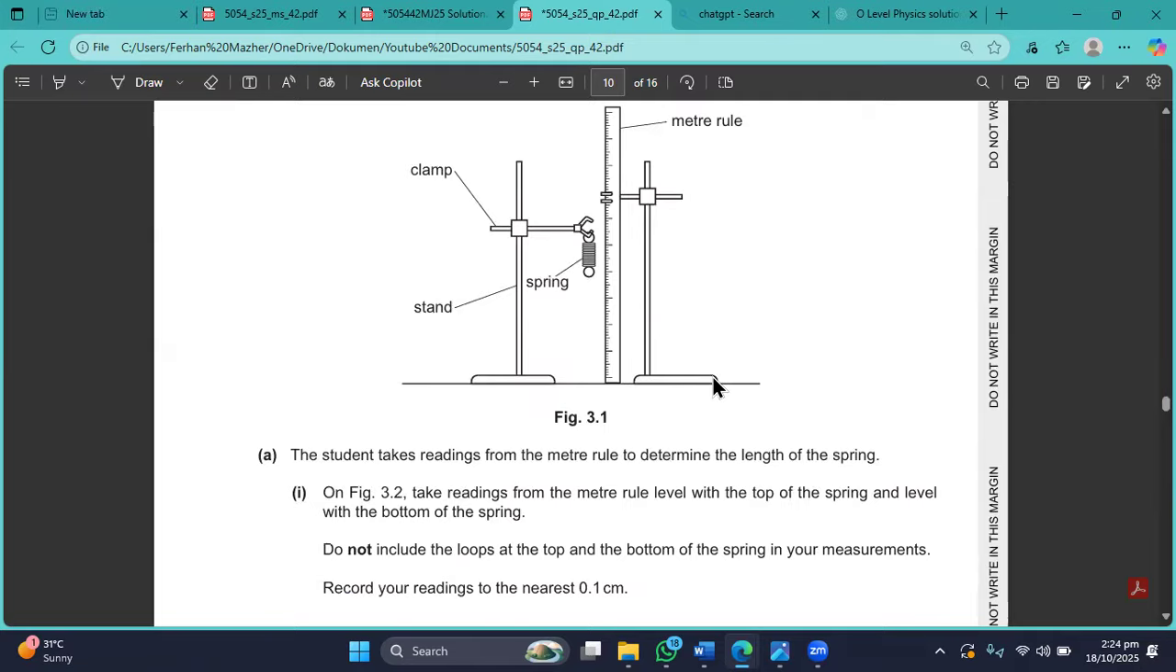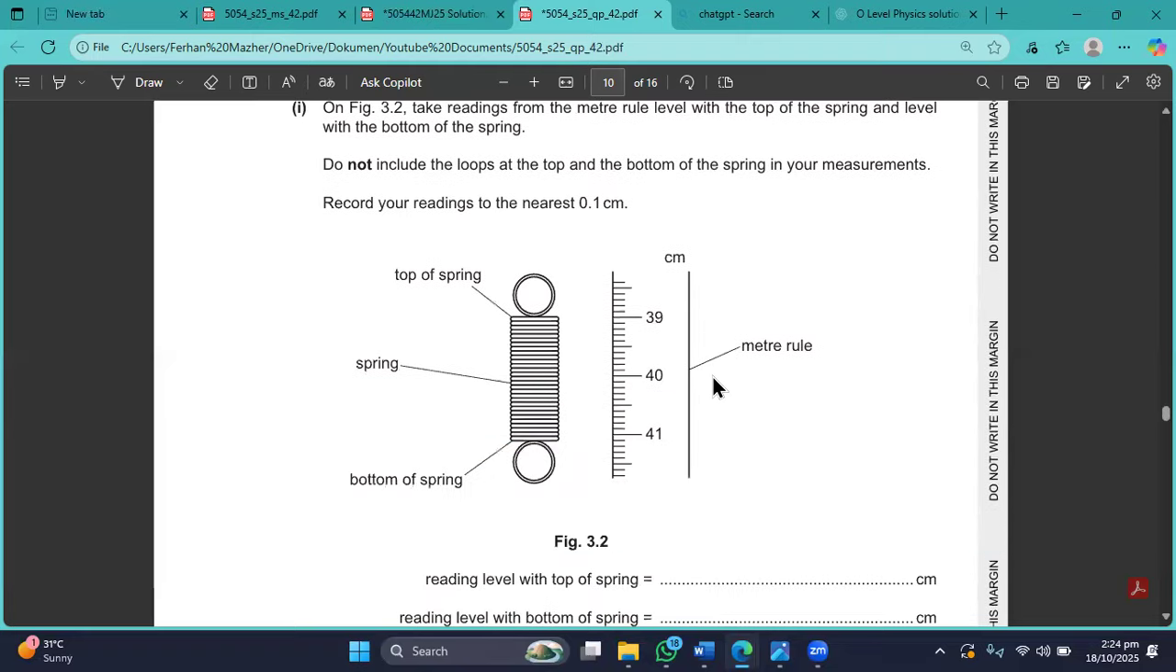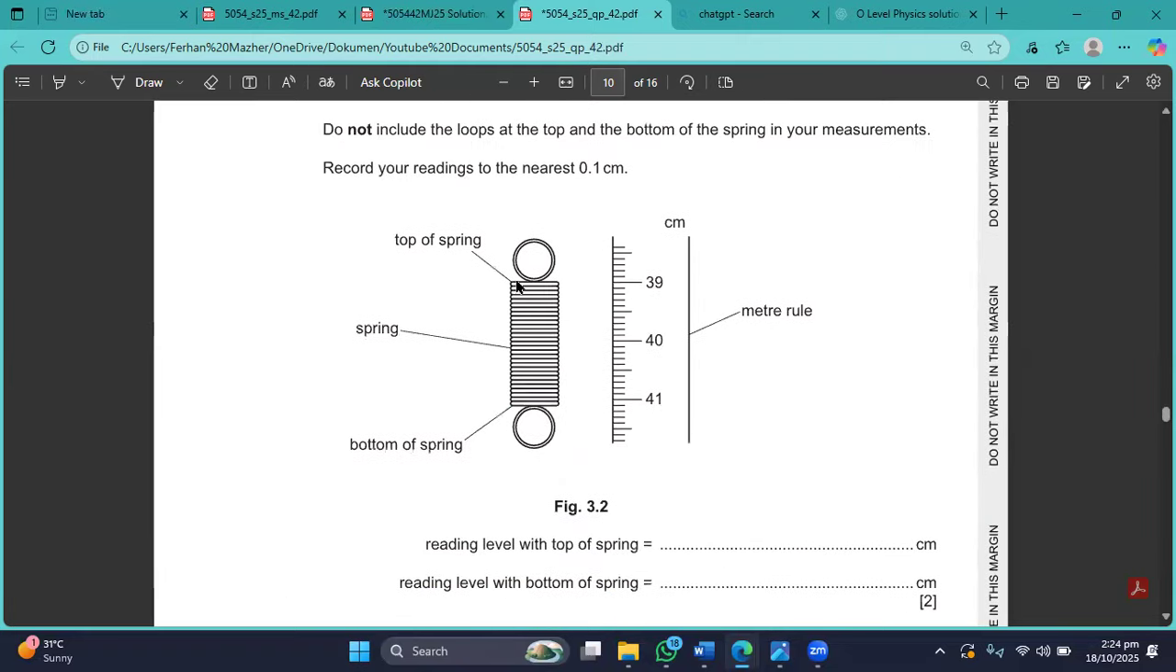The student takes readings from the meter rule to determine the length of the spring. On figure 3.2, take readings from the meter rule level with the top of the spring and level with the bottom of the spring. Do not include the loops at the top and the bottom of the spring in your measurement. Record your readings to the nearest 0.1 centimeter. Okay, so here they say do not include these loops, so we will go from here till here.